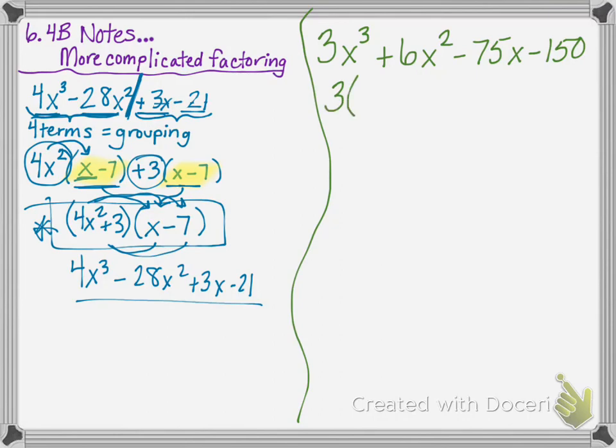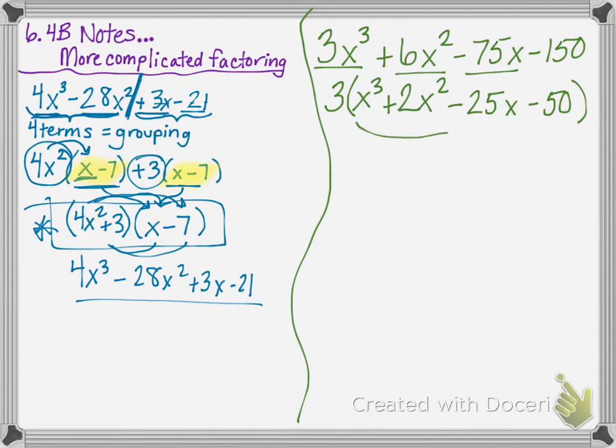So let's see. 3 times x to the third gets me that 3x to the third. 3 times positive 2x squared gets me 6x squared. 3 times negative 25x gives me negative 75x. And 3 times 50, or negative 50 I should say, gets me that negative 150. Now, what's in here? Is there anything left that they have in common? No. That means I took out as much as I could.